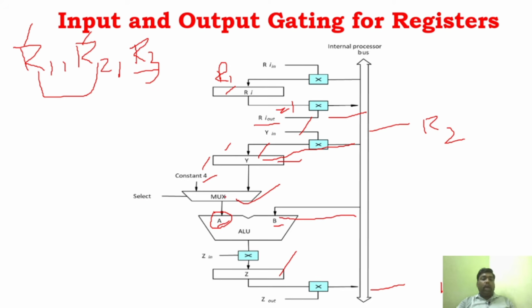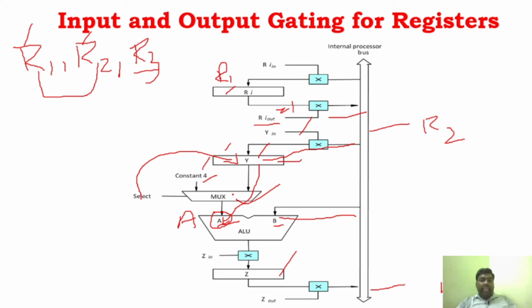Now what will the multiplexer do? The multiplexer will select Y, because it can select 4 or select Y. Now it selects Y, and once it selects Y, the content of R1 will be given as an input to A. Clear with this? That is, the content of R1 is moved to the internal bus, then moved to Y, and from Y it is given to A as an input to the ALU through the multiplexer.